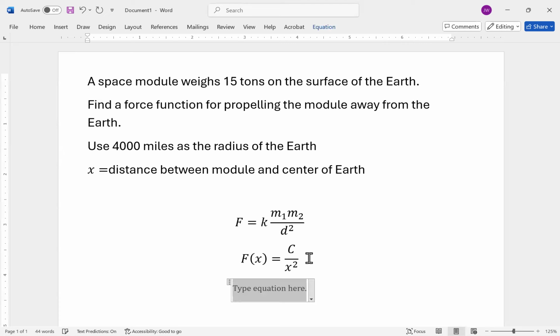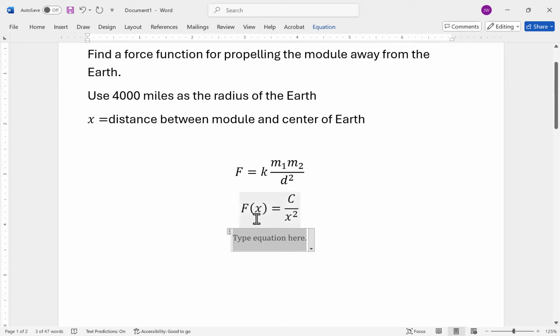We know that we get a 15-ton force when the distance between the center of the Earth and the space module is 4,000 miles. So I take 4,000 squared times 15, and that will give me the constant that I'm looking for, which is like 240 million.